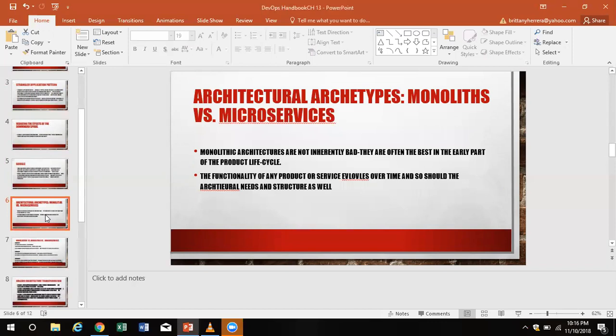Architectural comparison: monolithic versus microservices. Monolithic architectures are not always bad. They're actually good in the early part of the product lifecycle. The functionality of any product or service, though, does evolve over time and should keep evolving so that needs stay up to date and met.